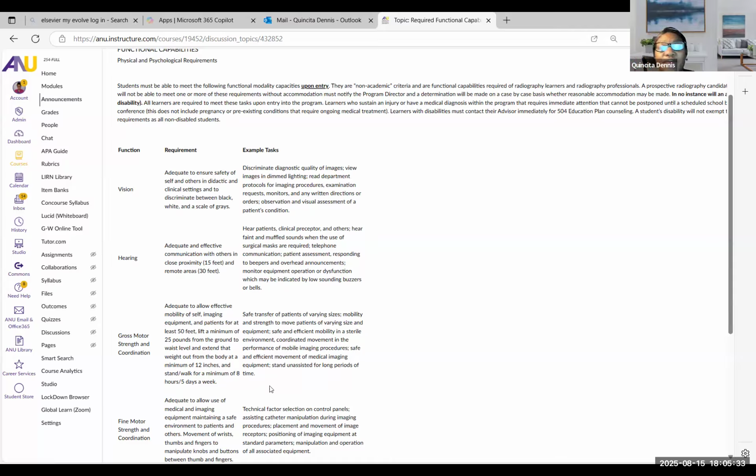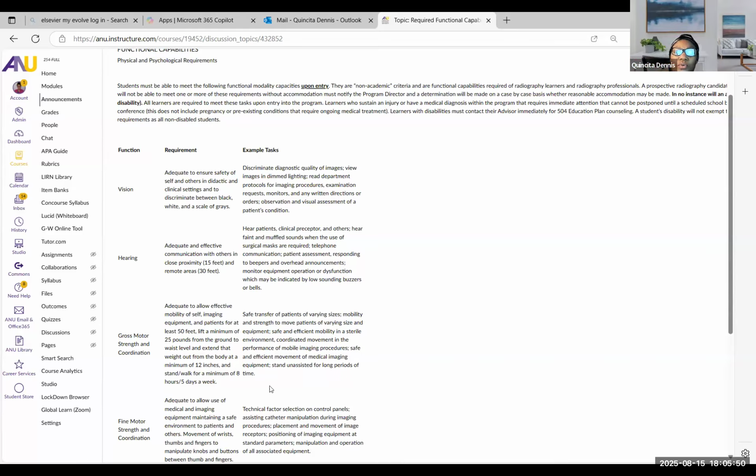You have to be able to hear faint, muffled sounds sometimes, especially if we are in the OR and they have on those masks. With any type of procedure when you have on a mask, the voice sounds may be muffled, so you have to have pretty decent hearing.